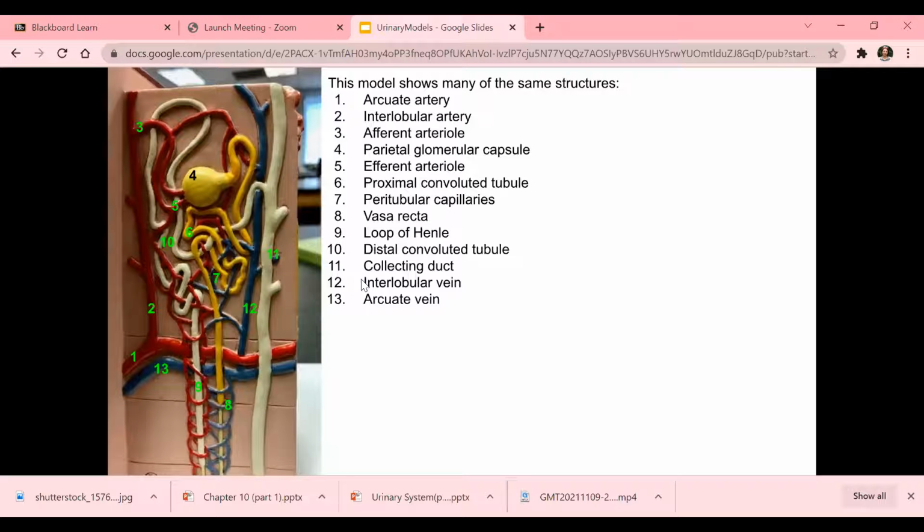You know the different parts of the nephron. You can see arcuate artery, interlobular, afferent arteriole, and efferent, which come out. Then you can see peritubular capillary in the cortex and vasa recta in the medulla. They merge together, make interlobular vein and arcuate vein.